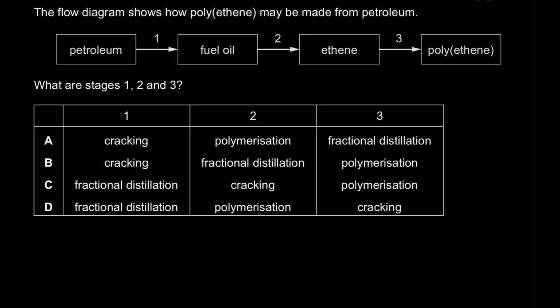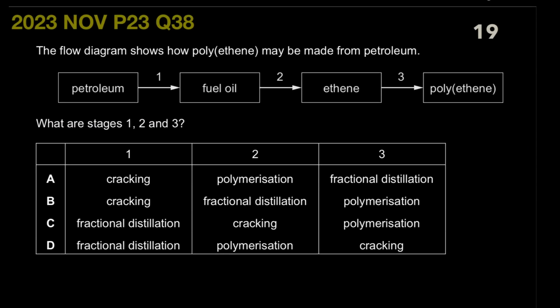Moving on. The flow diagram shows how polyethylene may be made from petroleum, right? So you have petroleum, which is crude oil. From the crude oil you get fuel oil. So that's basically you perform the fractional distillation of crude oil. Done? And then fuel oil is basically your alkanes. Remember, from crude oil the products that you get are mostly your alkanes, right? So if alkane is going into an alkene, this means that reaction 2 is cracking. That's how alkenes are formed, right?